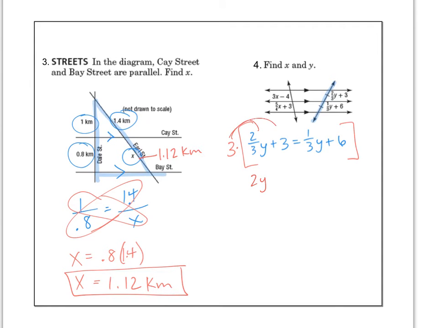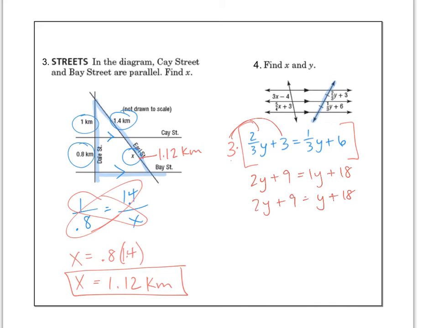So you kind of distribute this, right? 3 times 3 is 9. 3 times 1/3, the 3's would cancel out and I would have 1y. And then 3 times 6 is 18. Now look at how much better that is without the fractions. So really I have 2y plus 9 equals y plus 18.